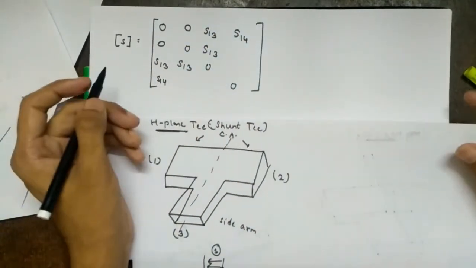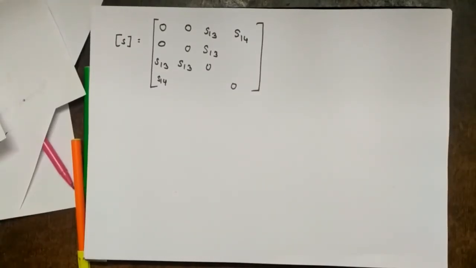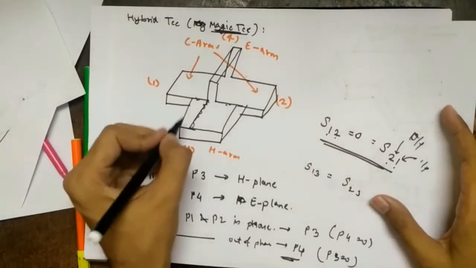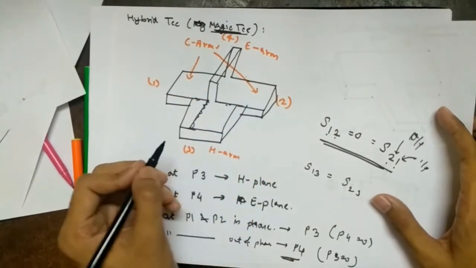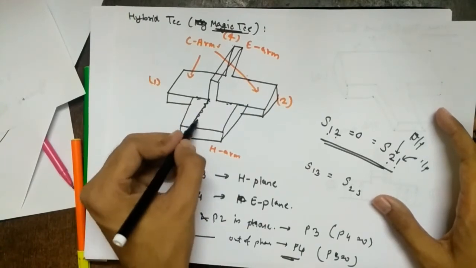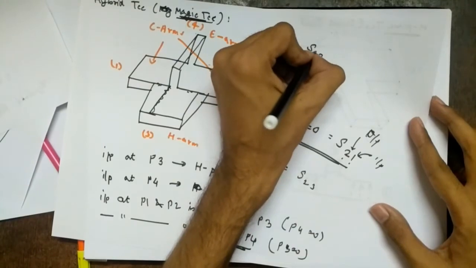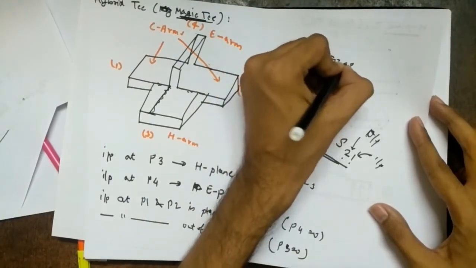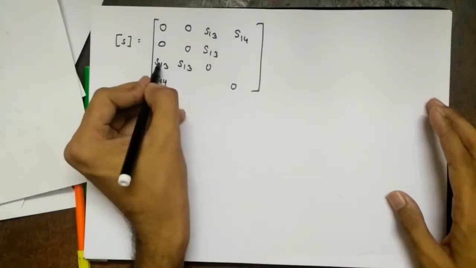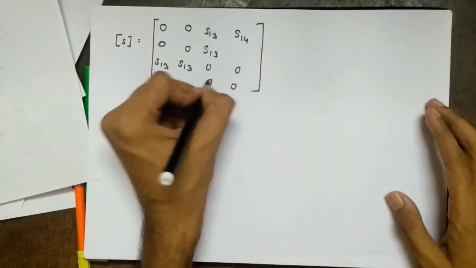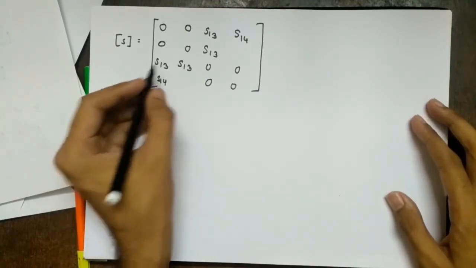Next, what else can I think? If I am giving input at port 3 again, where will the output go? 1 and 2, right? Means no power is going from 3 to 4. When 3 is excited, power going to 4 is 0. Similarly, S43 will be 0 since it is reciprocal. So 3,1, 3,2, 3,3, 3,4: this is 0 and this is 0. Right?